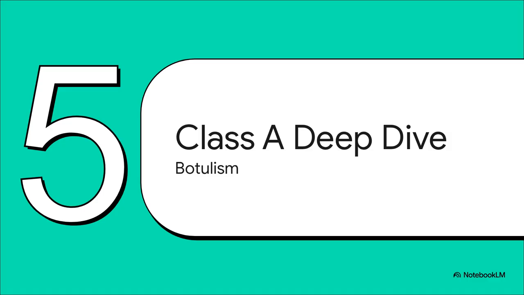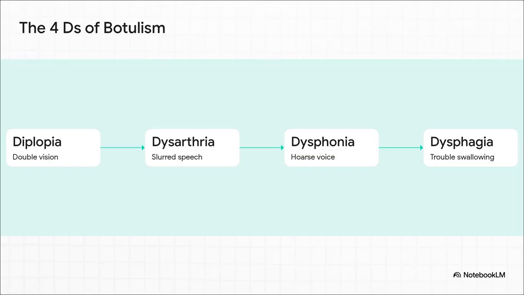Next up is botulism. Now, this one's a little different. It's not an infection, it's an intoxication, caused by one of the most potent toxins known to humanity. So how do you spot it? Just remember the 4 Ds. These are the classic bulbar signs that show up early. It starts with the eyes, diplopia, and then it moves down, affecting speech, then voice, and finally swallowing. It's a really memorable and incredibly useful clinical mnemonic.